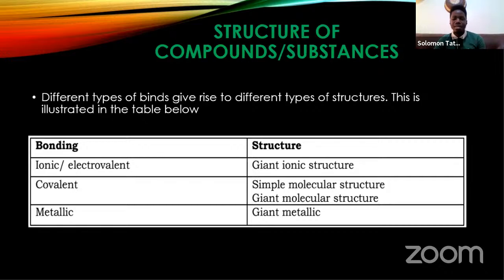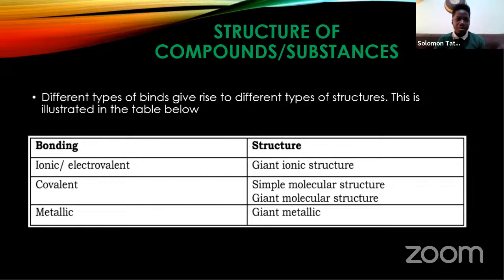We saw the different types of bonding, how these atoms interact with one another to form new compounds. Now, today we are going to continue with that, except we are looking at what happens after bonding. How are these atoms arranged in the structures they form after bonding? So today we're looking at the structure of compounds or substances. It's the next step after bonding. When these atoms bond together, they form various structures. We're going to expound on them to see the different types that exist.